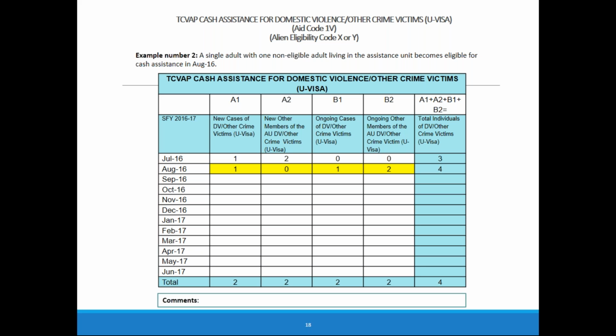In this case, we are counting the new cases from July 16. On column B1, enter 1, and on column B2, enter 2. Those cases are from the previous month.